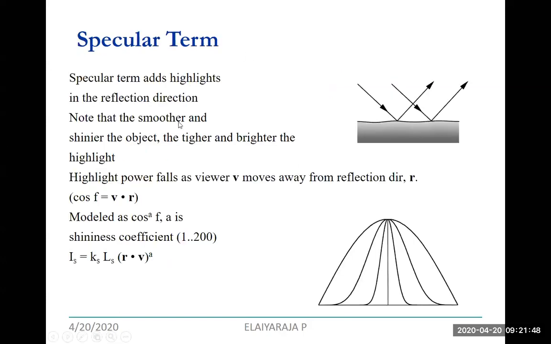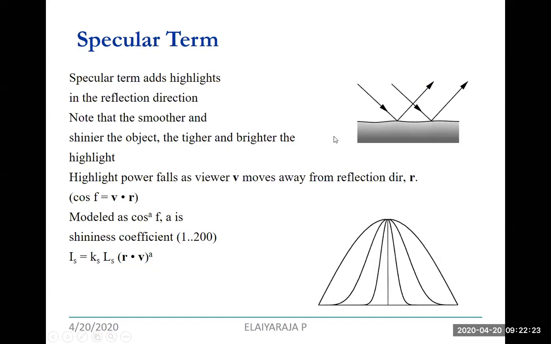And next, specular. Specular means the light source hits the shiny surface and it reflects all over the space. The specular term adds highlights in the reflection direction. Note that the smoother and shinier the object, any shiny object, the light source hits and it reflects.